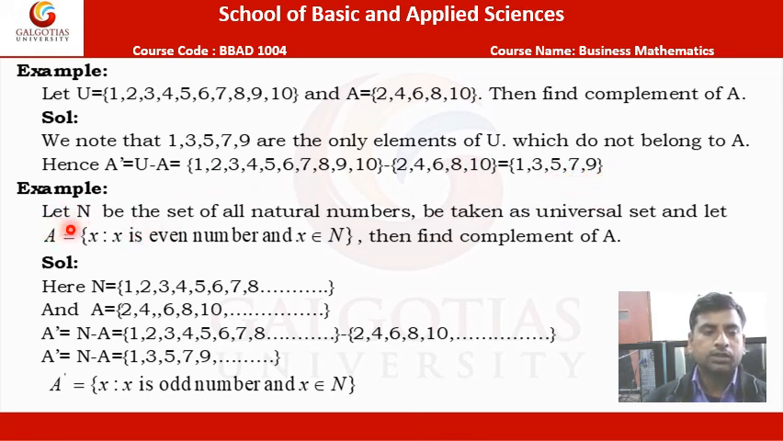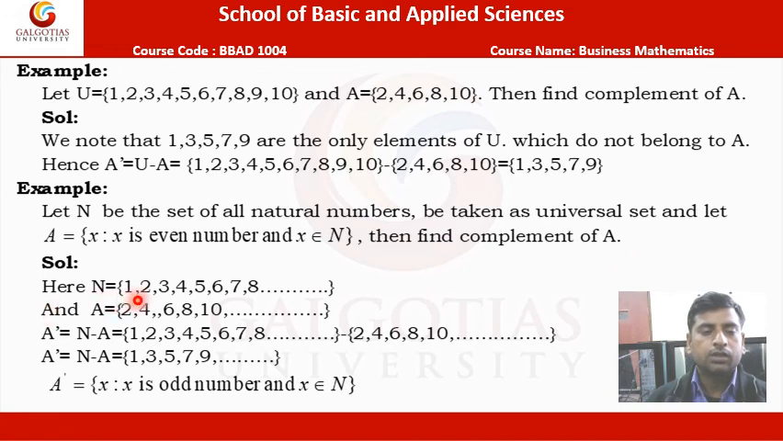Another example: let N, the set of all natural numbers, be taken as the universal set, and let A be the set of x such that x is an even number and x belongs to the natural numbers. That means A contains the even natural numbers. Then we have to find the complement of A.